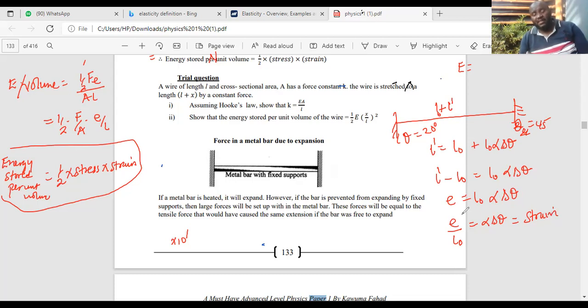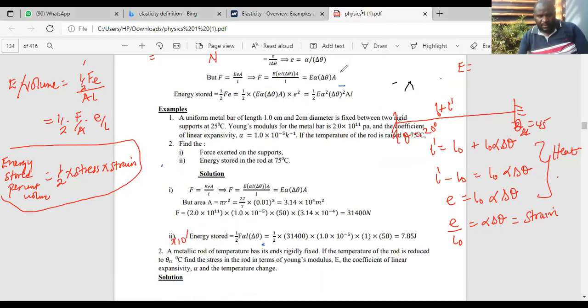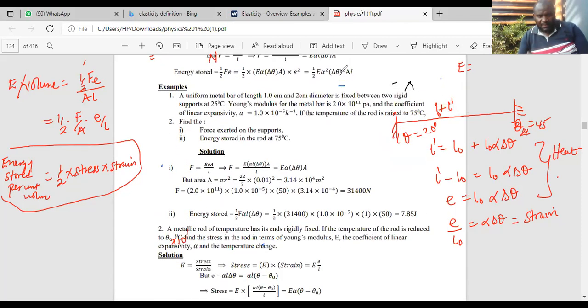So they can ask you to find the strain. They can ask you to find the extension produced. Whatever they ask for, you can handle if you know this. But this knowledge is coming from heat. Okay. So with that, you can look at some of these examples.